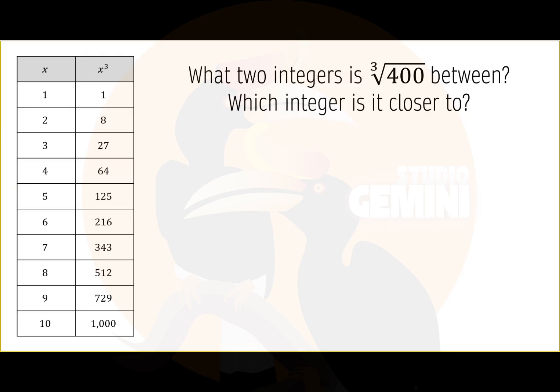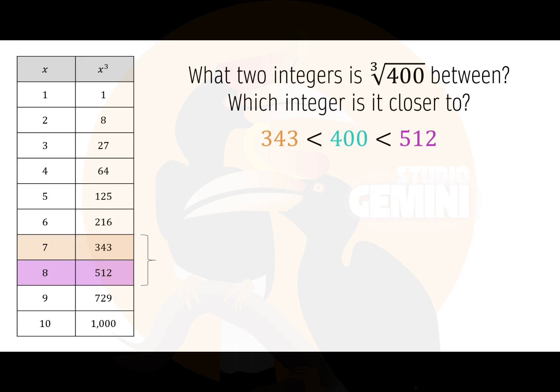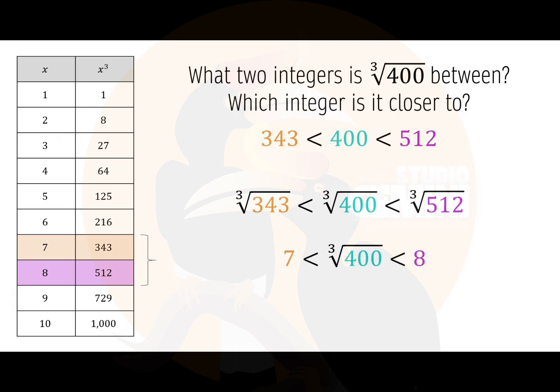For our next example, we want to know which two integers the cube root of 400 is between and which of those integers is closest to. The two perfect cubes closest to 400 are 343 and 512. Since 343 is less than 400 and 400 is less than 512, if we take the cube root of each part of this inequality, we find out that 7 is less than the cube root of 400, which is less than 8. Now we want to know if the cube root of 400 is closer to 7 or to 8. If we figure out which of their cubes 400 is closer to, that'll give us the answer. 400 is 57 away from 343, but it is 112 away from 512. So, 400 is much closer to 343, and the cube root of 400 must be closer to 7 than to 8.